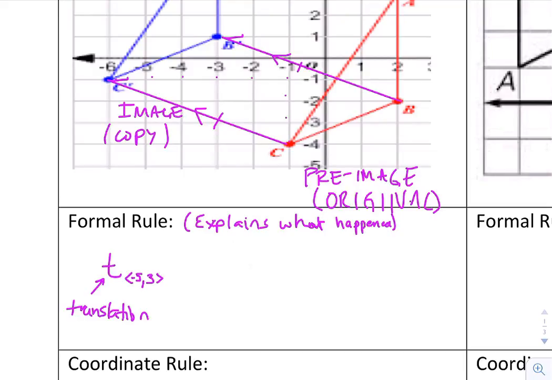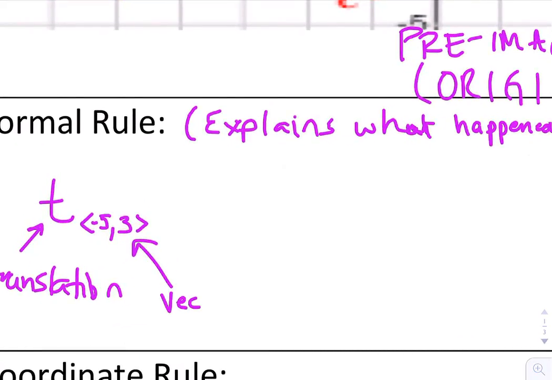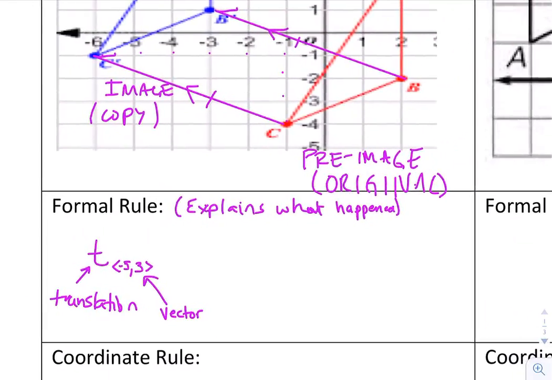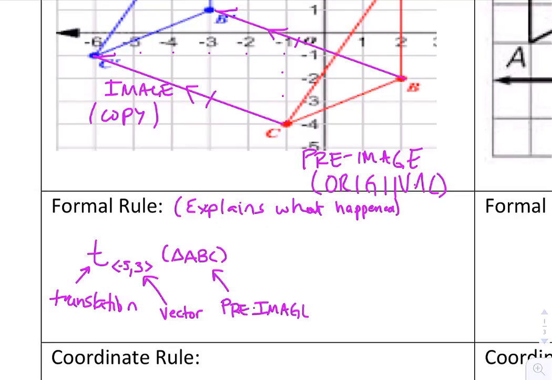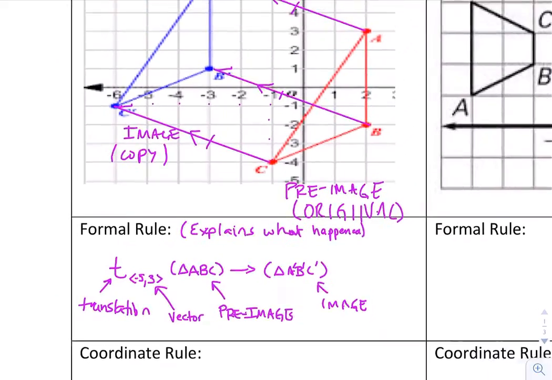Because this tracks a motion. This is a vector. Okay, and that tracks how it changed. Okay, and then we have to track what it was and where it goes. So it starts with triangle ABC. Okay, so that's going to be our pre-image. Okay, and then it goes to our new image, triangle A'B'C'. And these are primes because that's going to be our image. Okay, and so you have to be able to track what happened with a formal rule.